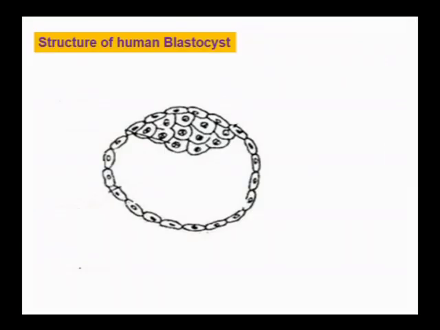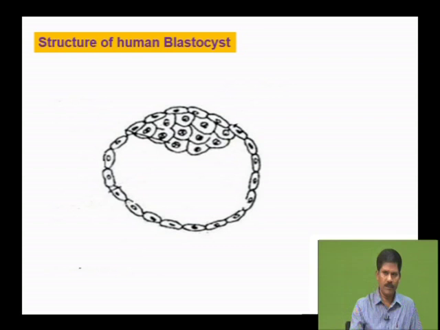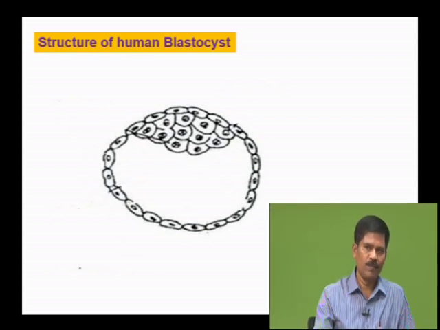Coming to the structure of human blastocyst. Human blastocyst is a stage of embryonic development. The first stage we call morula. Morula develops into blastula. In human beings, it is said to be blastocyst.